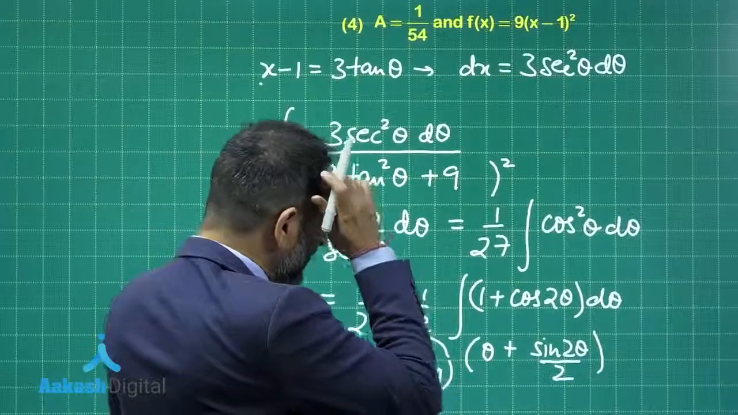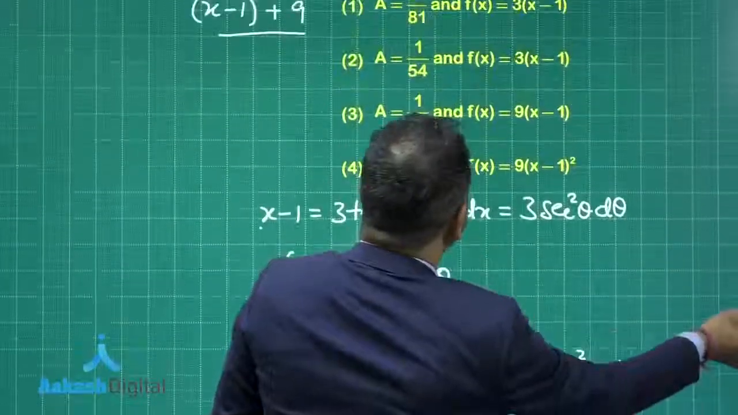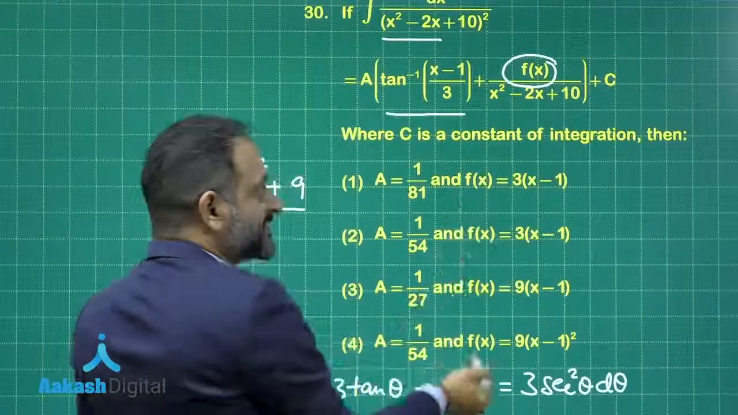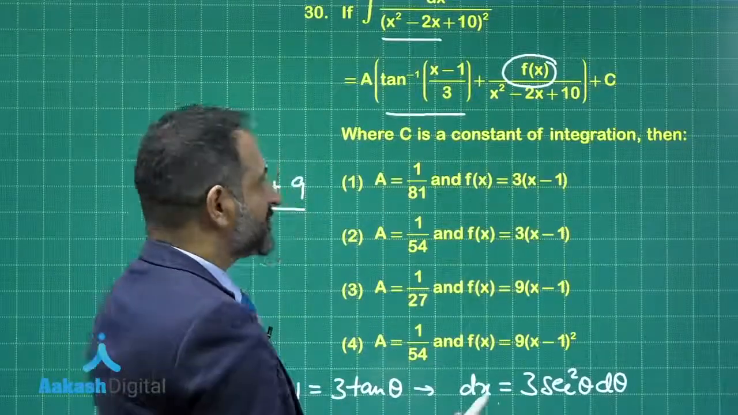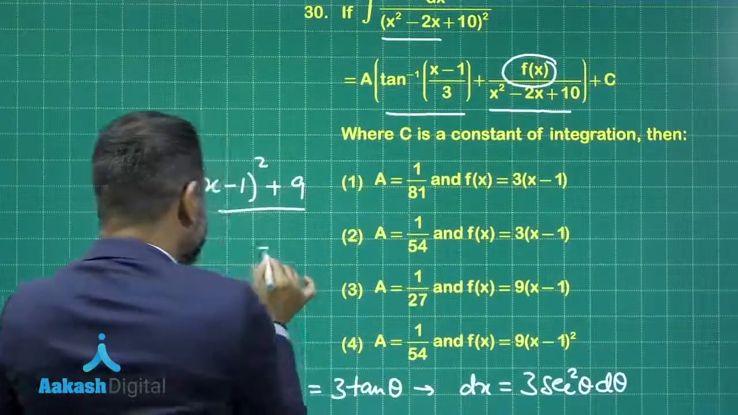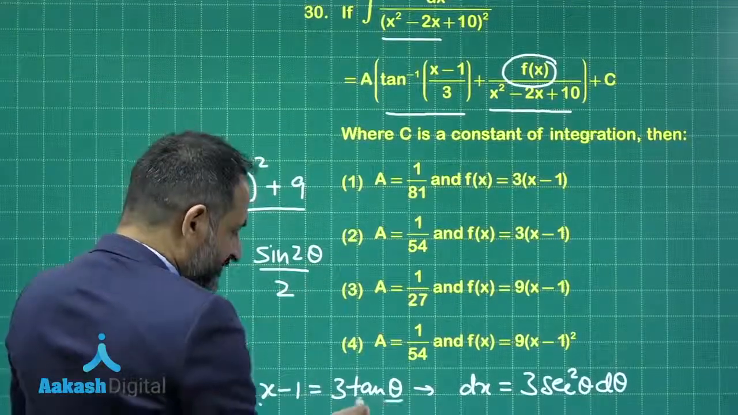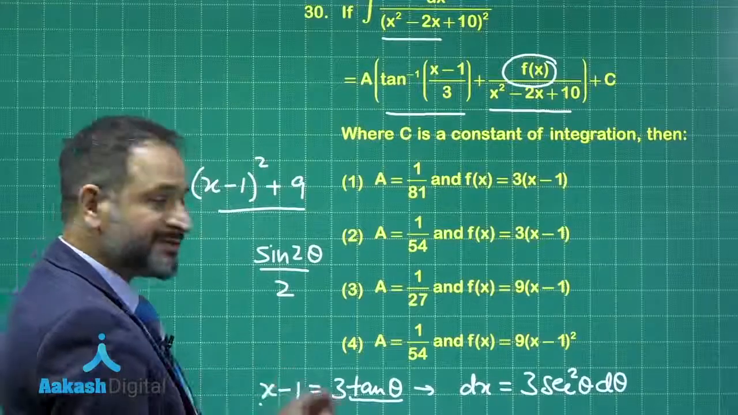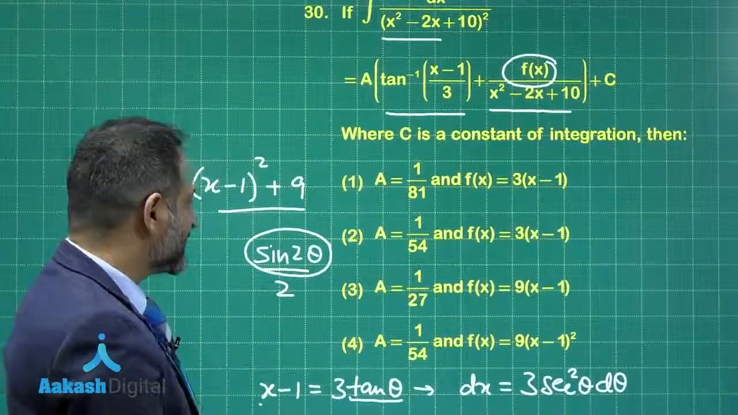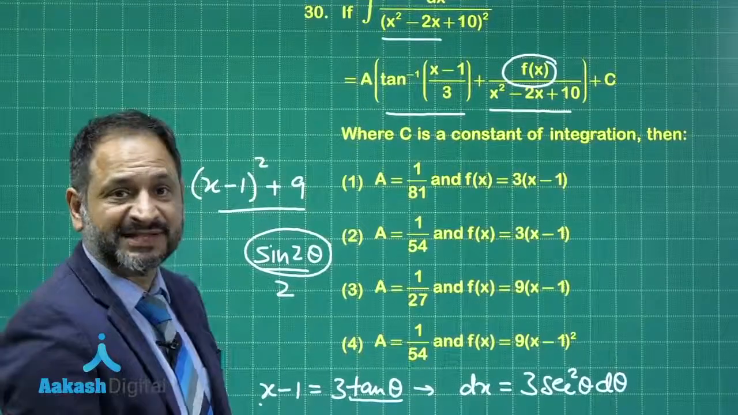So, that is clear. And the second term, we need again the second term here. Why? Because we want to find out this f x. In the option there is f x as well. So, what we have to do? This is actually for us sine 2 theta by 2, and we know what is the value of tan theta. Tan theta is equal to x minus 1 by 3. So, we have to convert this in terms of tan theta. You know what is sine 2 theta? It is 2 tan theta upon 1 plus tan square theta.